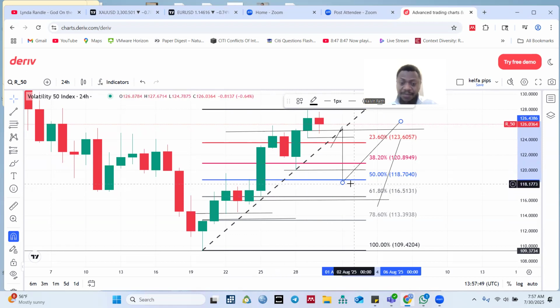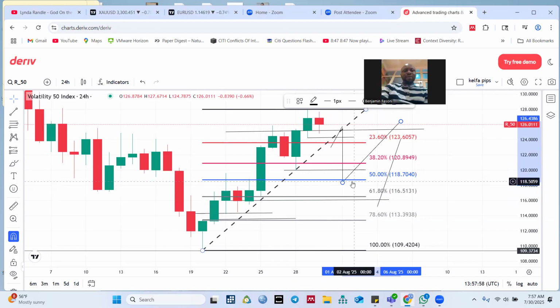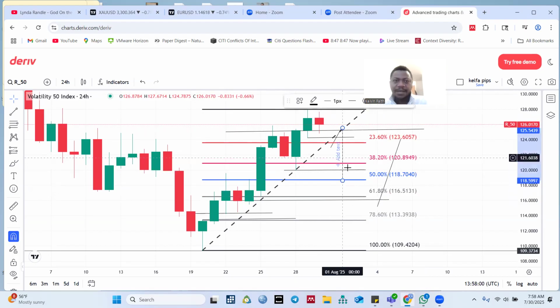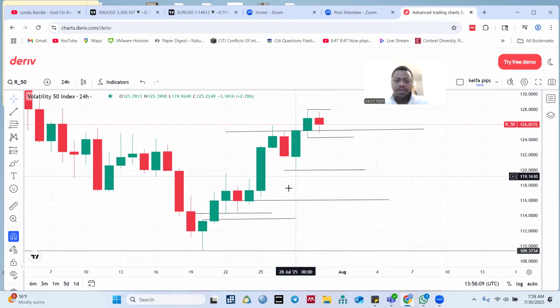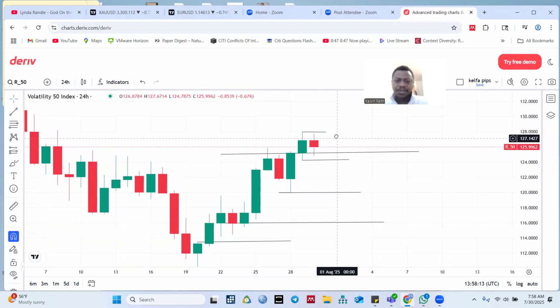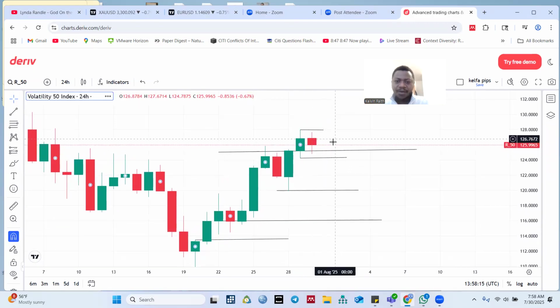We can buy from somewhere here, but we have to have confirmation on lower time frames to be able to do this. So this is the context and the different assumptions or expectations that we could have on the pair. So, with that said, can we find any confirmation?